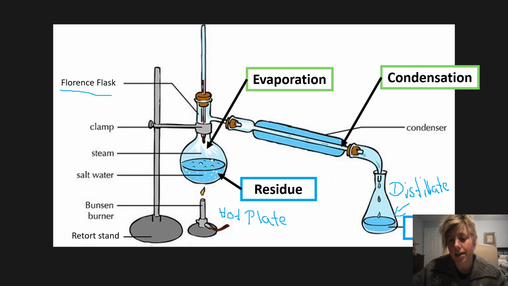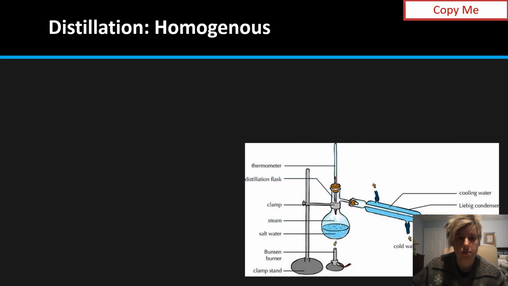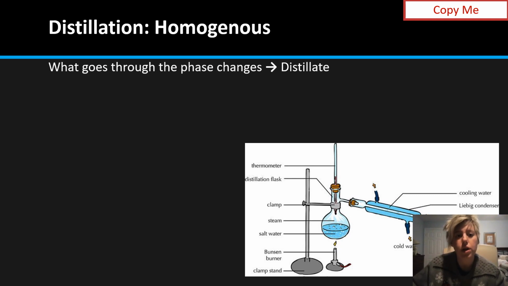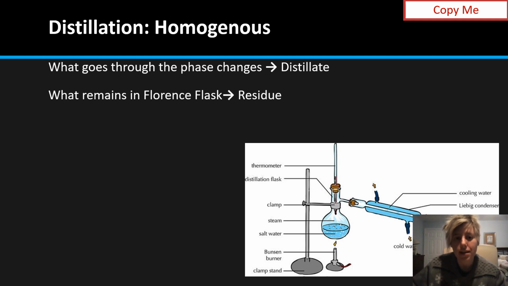So our distillate is the substance that undergoes distillation, the substance that evaporates and then condenses. In this case, that is going to be water. So distillation, again, is for a homogeneous solution. What goes through the phase changes is called your distillate. What remains in your Florence flask is called your residue.